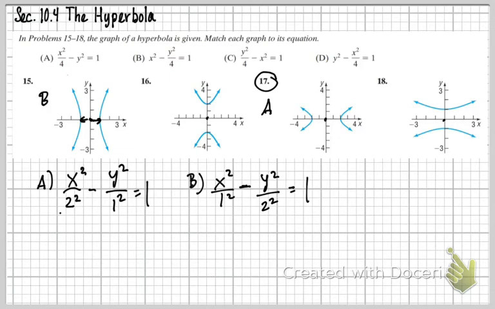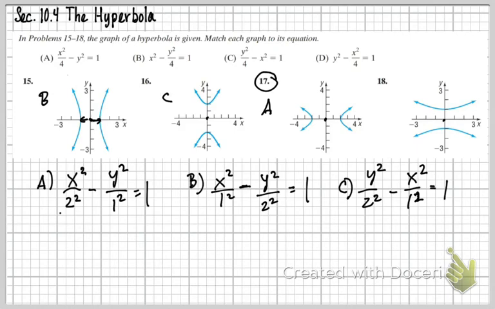Okay, now when I go to C, C is going to be y squared over 2 squared minus x squared over 1 squared equals 1. So that's going to be a vertical hyperbola because my y squared is positive. That means it's going to open up and down. That's what I mean by that. So then it's going to be 2 on the y, and that means it's going to be 16. So my C is going to be this one here.